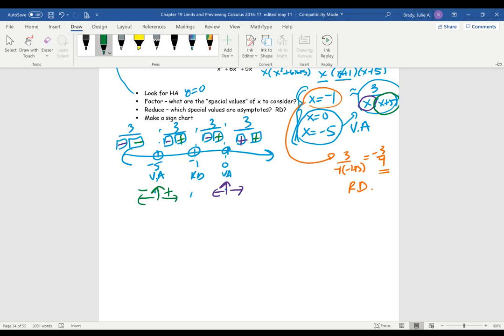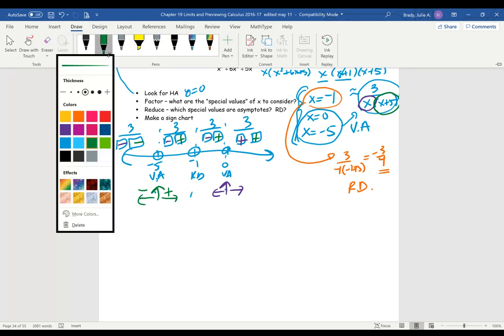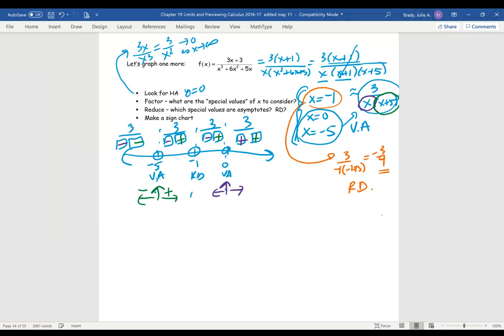Now let's put all those together and make our graph. You ready? Here's our graph. What numbers do we need to put on? We know we've got a horizontal asymptote of y equals 0.